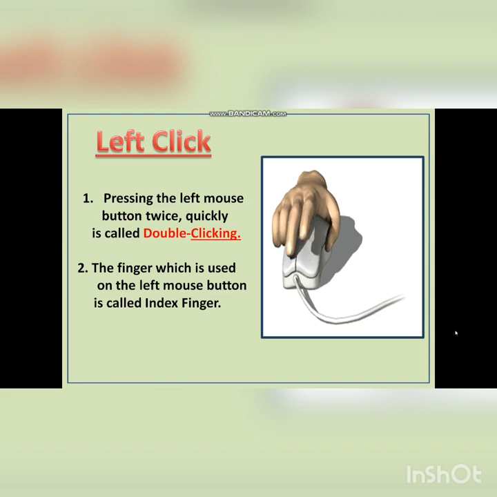Double click. Now, in the picture that is provided, a small video, pressing the left mouse button twice quickly is called double clicking. You can see in the picture, the person is pressing the left mouse button twice and very quickly. So it is called double clicking. And with which finger is he doing it? I hope you remember. Yes, he has used his index finger. Number 2, point, the finger which is used on the left mouse button is called the index finger.